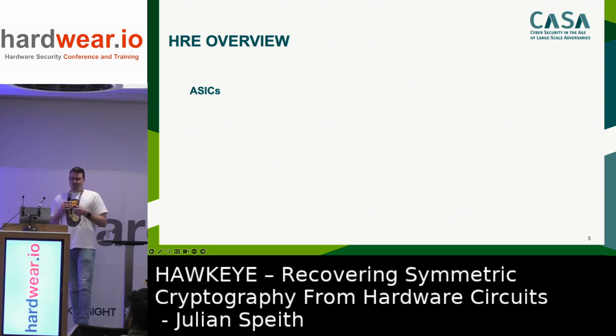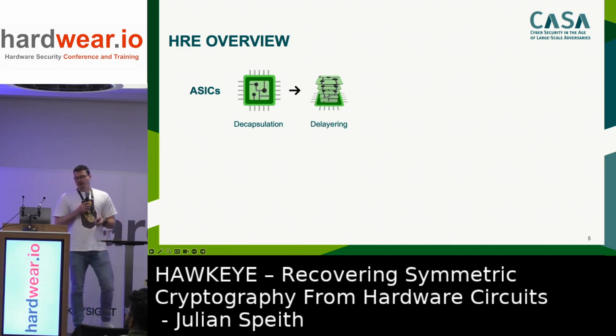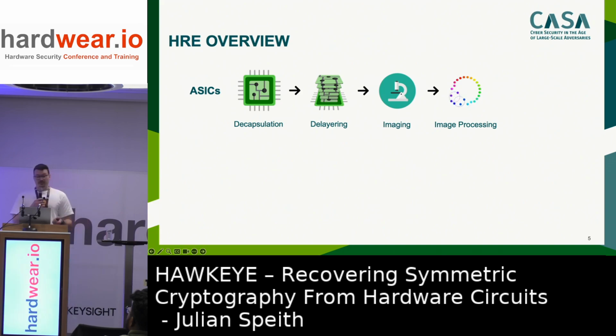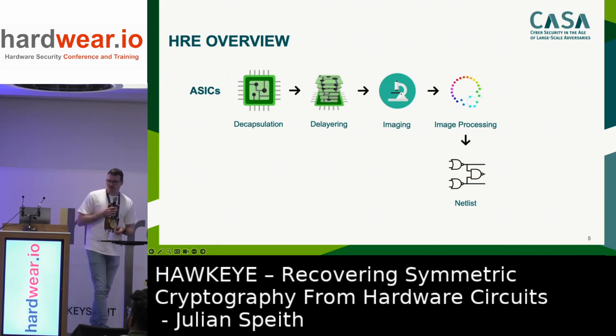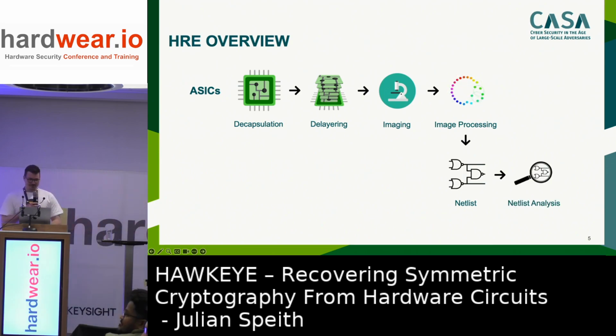Just to place Hawkeye in the chain of hardware reverse engineering, I'm briefly going to introduce how you would go from ASIC to netlist and further, and from FPGA. Starting with ASICs, you would usually have to decapsulate, delayer, and take images of all these layers. You would need to process these images, and then you could, in the end, potentially extract a netlist. This is a very, very time-consuming and error-prone process. You can talk to Olivier if he's around. He will tell you more on this.